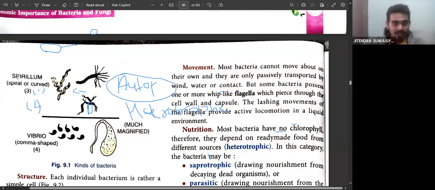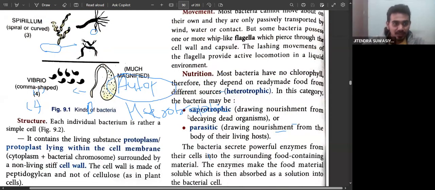In the heterotrophic bacteria, according to the mode of deriving nutrition, there are two types of bacteria, that is saprophytic and parasitic. What are saprophytes? Saprophytes are organisms which generally derive nutrients from dead and decaying materials. So we can say that is saprotrophic. And what are parasitic? The organisms which draw nutrients from a living host or body.